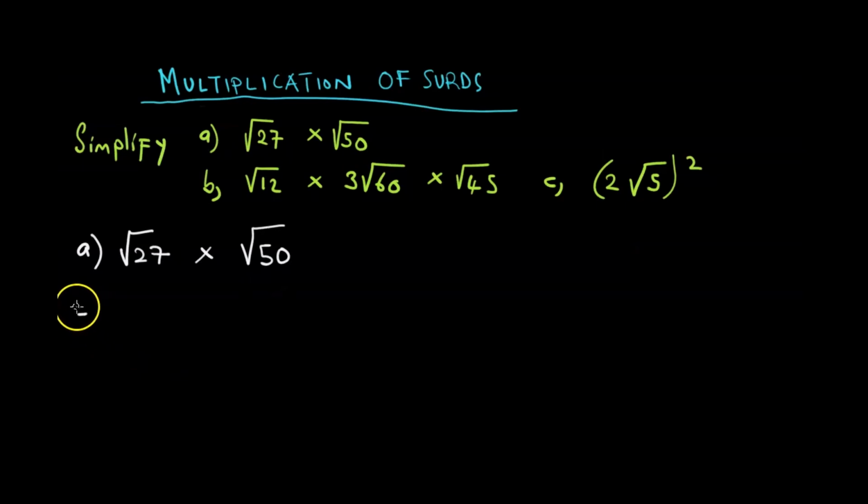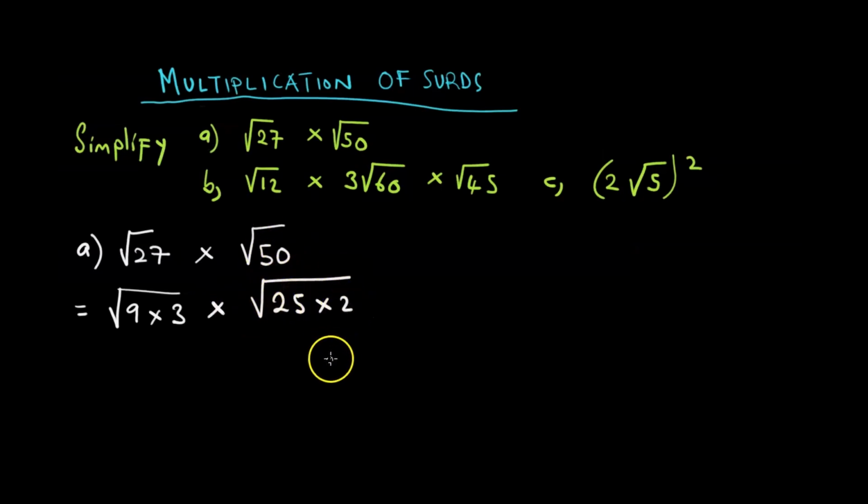Saka iyi kana takuinyora pasi panapa, instead of writing the square root of 27, tinenge takuti the square root of 9 times 3. Then tikatarisa 9 na 3, tinoona kuti 9 is a perfect square. Nepamusana pekuti 3 times 3 is equal to 9. Kana kuti the square root of 9 is equal to 3 rather. We are going to multiply this with what? We are multiplying this with, instead of 50, akuti 25 times 2.